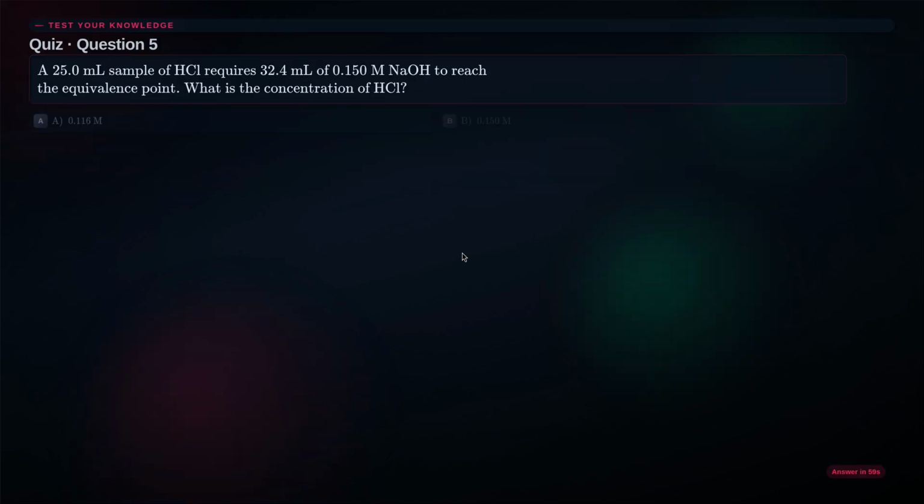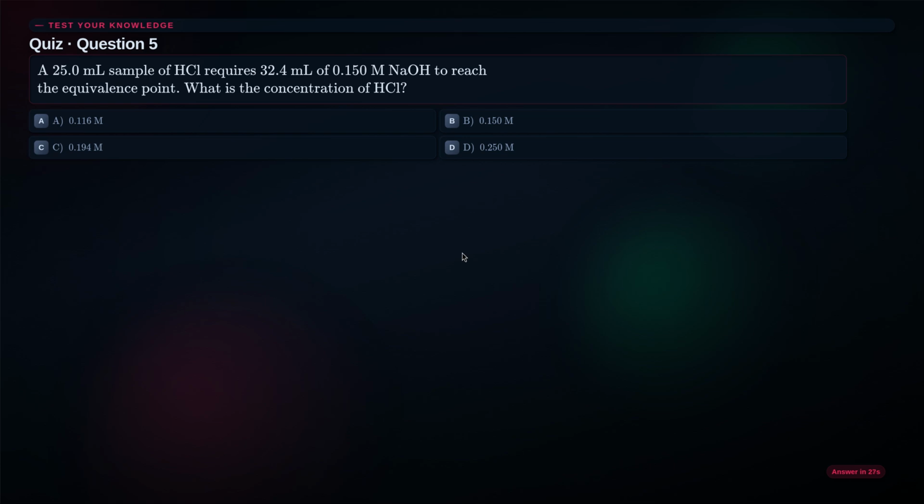Quiz question 5. A 25 milliliter sample of HCl requires 32.4 milliliters of 0.150 molar NaOH to reach the equivalence point. What is the concentration of HCl? Option A, 0.116 molar. Option B, 0.150 molar. Option C, 0.194 molar. Option D, 0.250 molar.